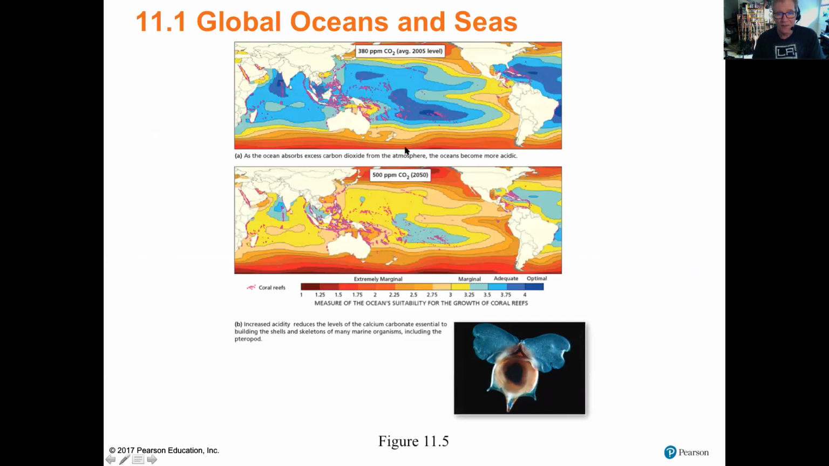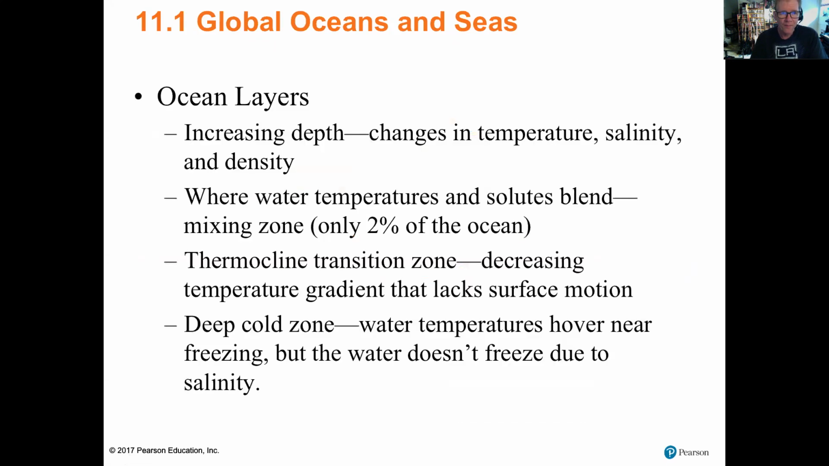And notice, this is 2005 and what's expected in 2050. So we expect these changes, and that will reduce the calcium carbonate that the coral needs to build its shells. And so we'll see a dramatic decrease in coral. This is an ongoing problem that a lot of nations face with their coral preserves, especially over there on the Barrier Reef in Australia. Okay, so let me stop here at part 1, and then we'll look at part 2, which will cover ocean layers.